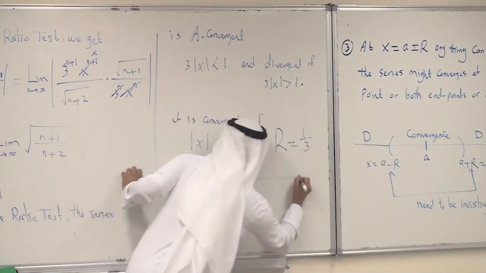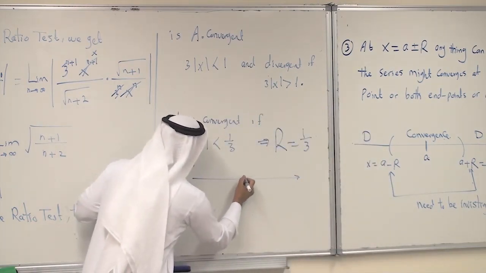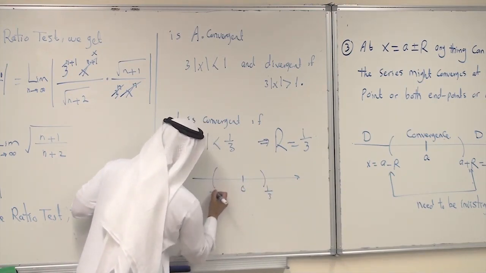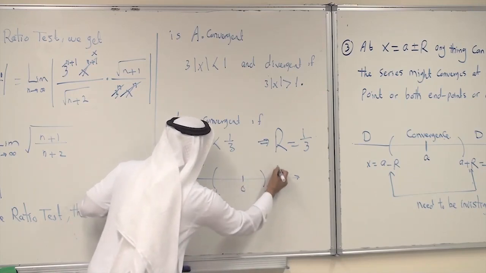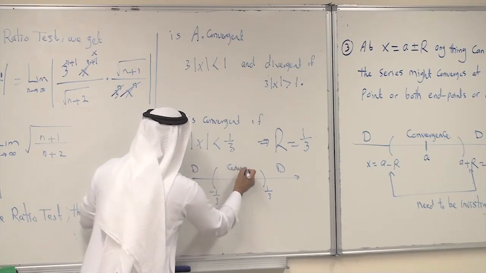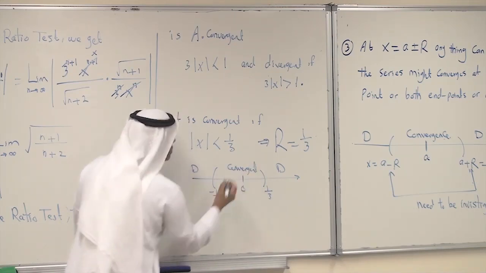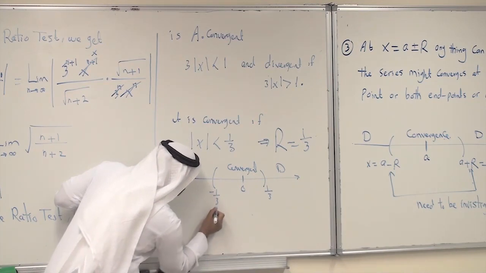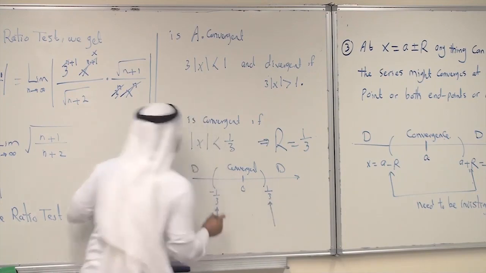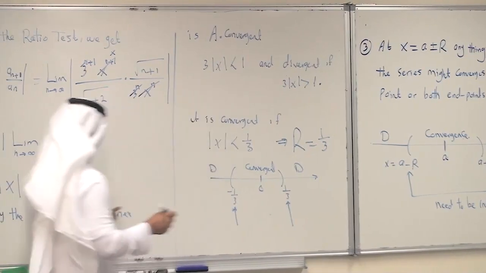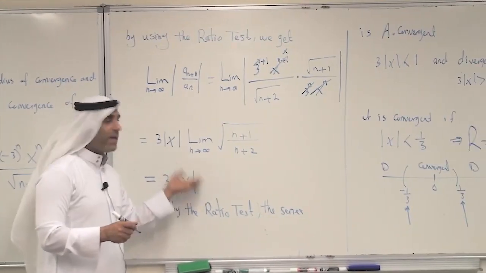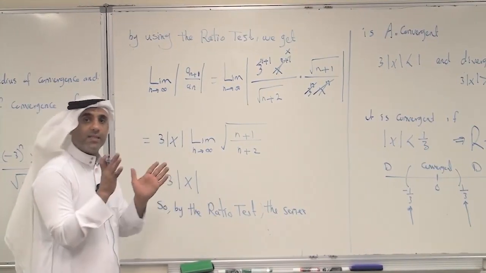We have an interval. This is the real line. We have 0, which is the center. We have 1 over 3 here, and we have minus 1 over 3 here, and we are sure that it is divergent here. It's convergent inside. But we are not sure about x equal to minus 1/3 and about x equal to 1/3, because these 2 points, if we substitute here in the limit, then 1 over 3 times 3 will be 1, and minus 1 over 3 inside absolute value again will give me 1 over 3 times 3, it will be 1. So the test is inconclusive.